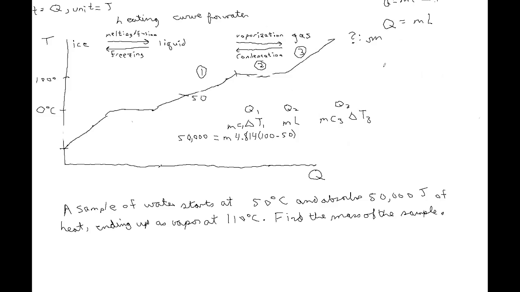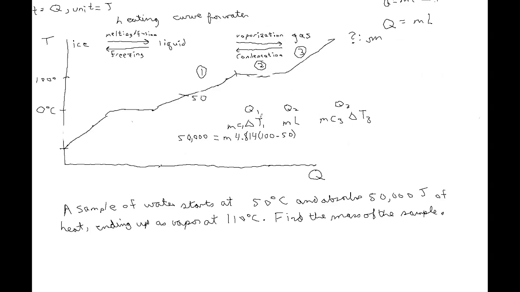Now, in the second one, Q is equal to ml, so that means 50,000 joules is equal to m times L, which since it's going from liquid to gas, that would mean that it's vaporizing, so that's 2,260 joules. So 50,000 joules is equal to m times 2,260. Divide both sides. So 50,000 divided by 2,260 is equal to 22 grams. And then Q3 is going from gas at 100 to 110.